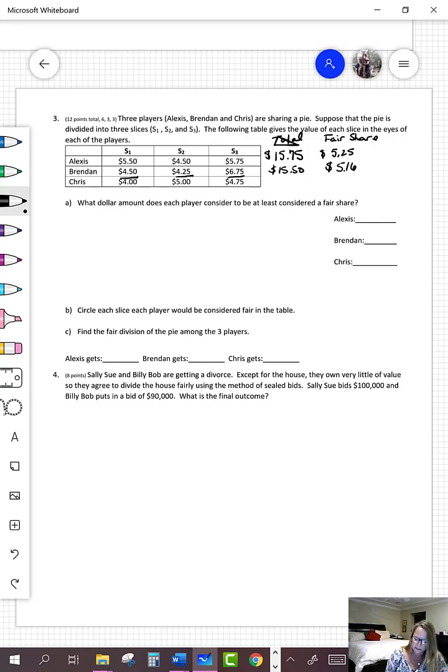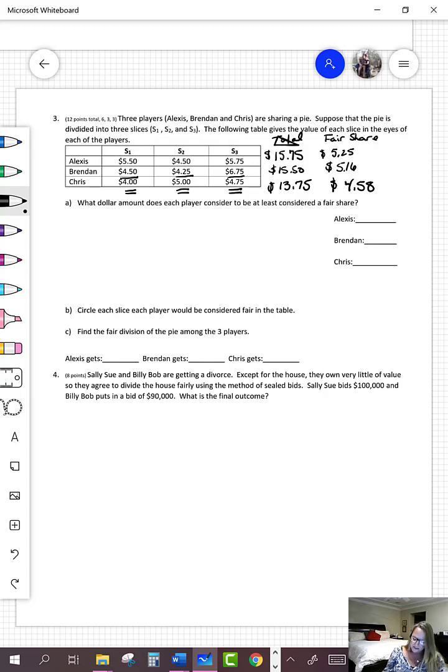Chris, though, he views the first slice as $4, the second slice as $5, so far $9, and $9 plus the third slice, which is $4.75, is a total value of $13.75. If you split this up among 3 people, that value would be approximately $4.58.